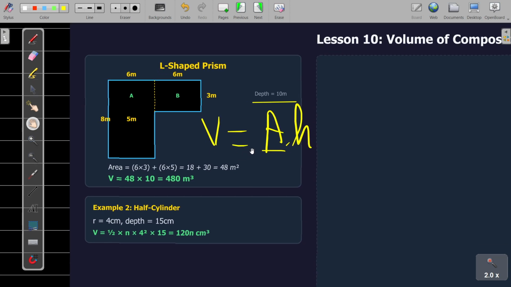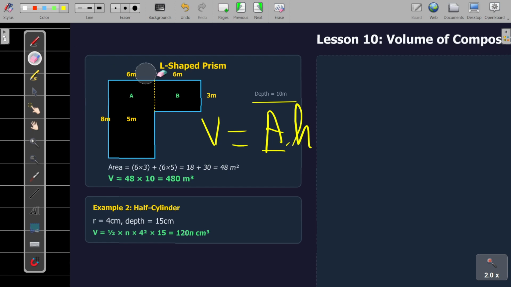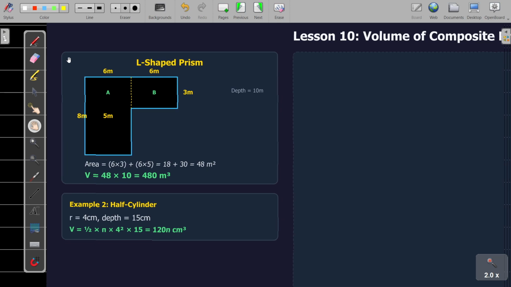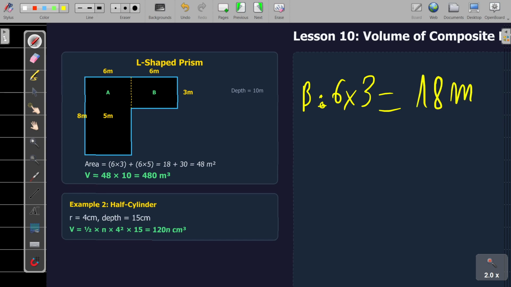So we need to find the area of the front cross section. We did this exact shape in the Year 8 series on composite area, and we're going to split it into two rectangles, as you can see right here, A and B. The top rectangle is 6 by 3, so let's calculate that first. For B, 6 by 3 is 18. The area is 18 square meters.